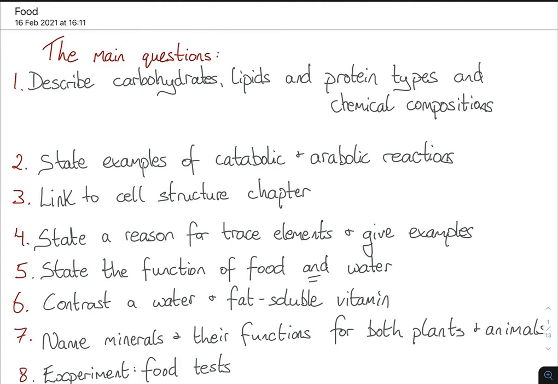So the main questions: to be able to describe carbohydrates, and that means the monosaccharides, the polysaccharides, disaccharides, the lipids, and the components of a lipid, proteins, and their chemical compositions, meaning what elements they are made out of. You are to be able to state examples of both catabolic and anabolic reactions, and you are to be able to link it to the cell structure chapter. So it comes up quite often in the cell structure chapter, such as phospholipids, and you've also got keratin and so forth.